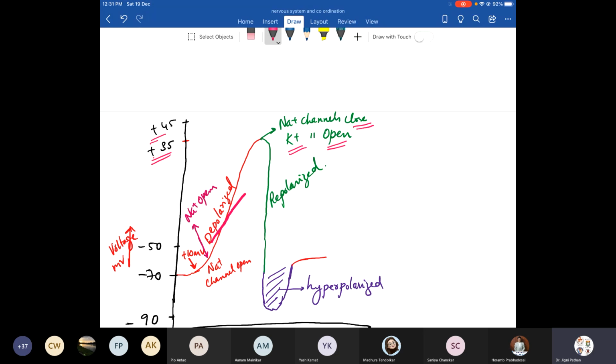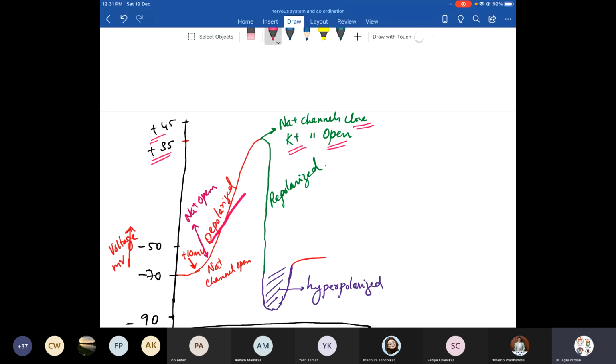Now, what is the aim? The sodium was coming from outside to inside. Now, since the positivity has reached plus 35, it has to become negative now. So more potassium will move out, from inner ICF to ECF, because potassium channels open at plus 45 to plus 35. It should be open until it comes to minus 70.